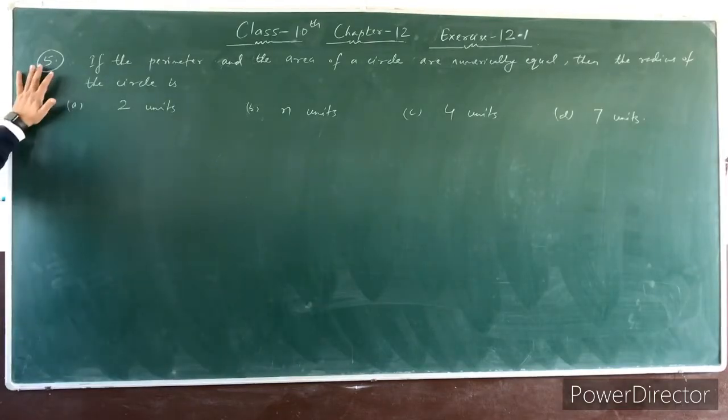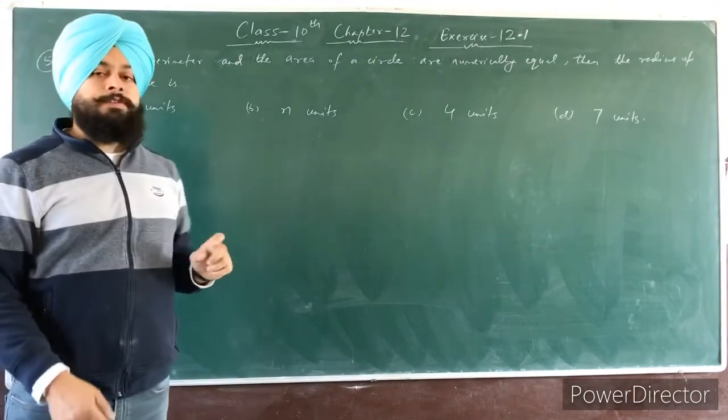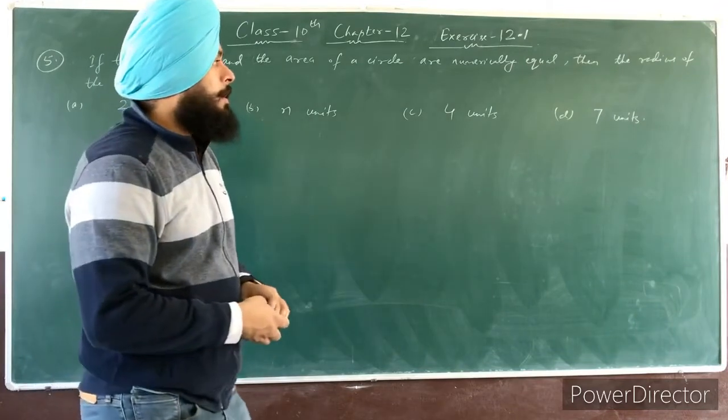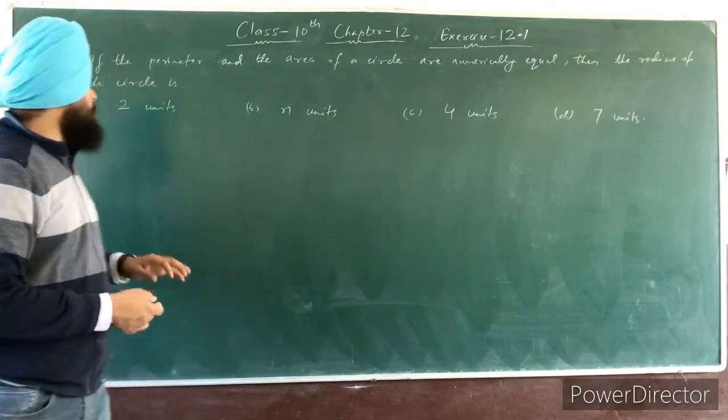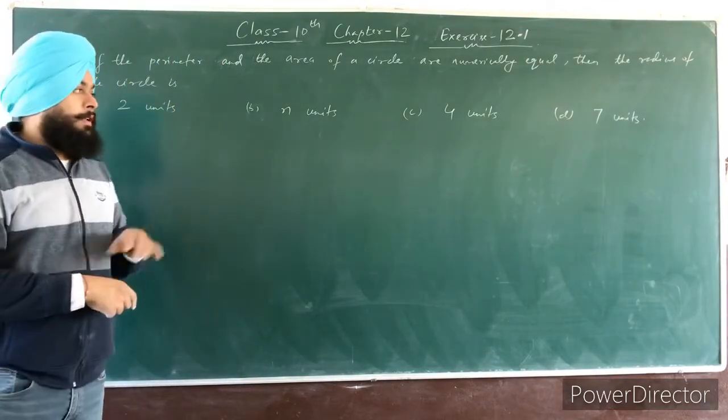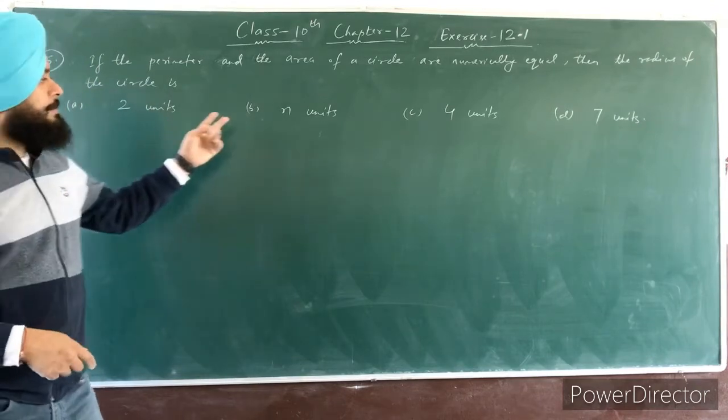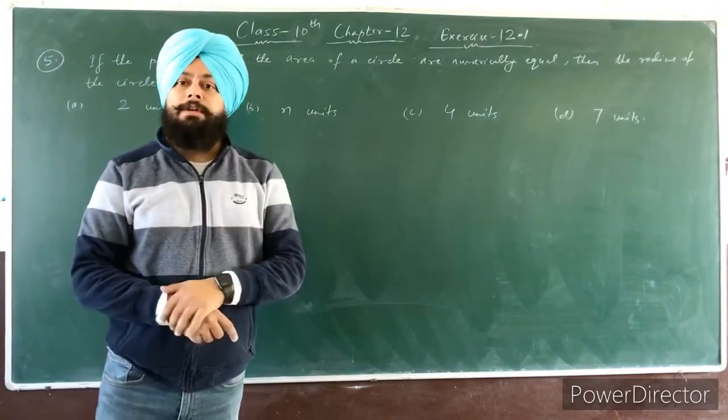Next is your last question number 5th of exercise 12.1. If the perimeter and the area of a circle are numerically equal, then the radius of circle is. So there are 4 choices: 2 units, 3 units, 4 units, and 7 units.